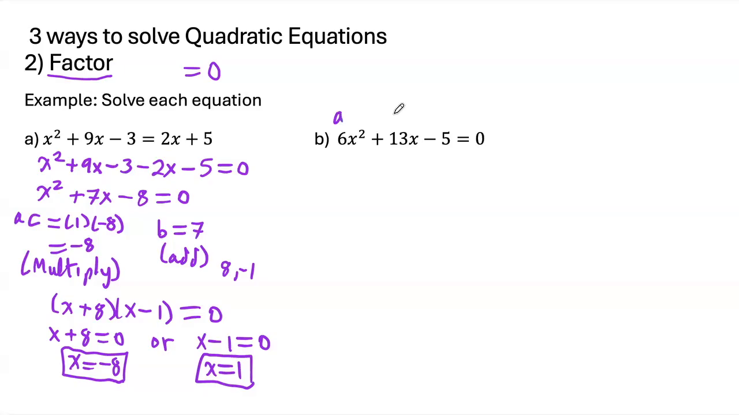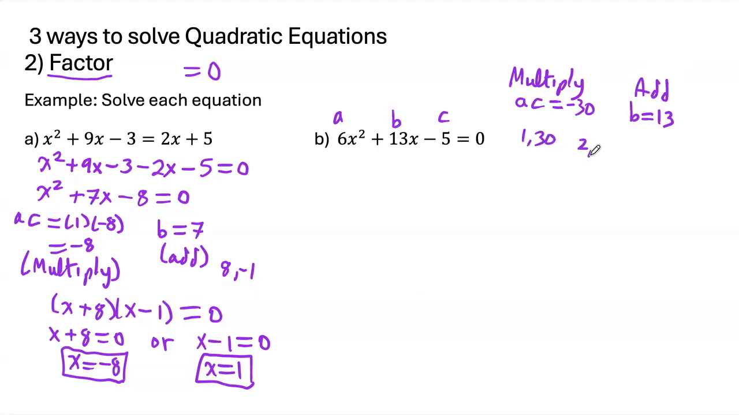My a is 6, my b is 13, and my c is negative 5. Let's multiply the a and the c. 6 times negative 5 is negative 30, and the b value is 13. So you want two numbers that will multiply to negative 30 and add to 13. Let's make a list of ways to get to a product of 30. 1 times 30, 2 times 15, 3 times 10, and 5 times 6.